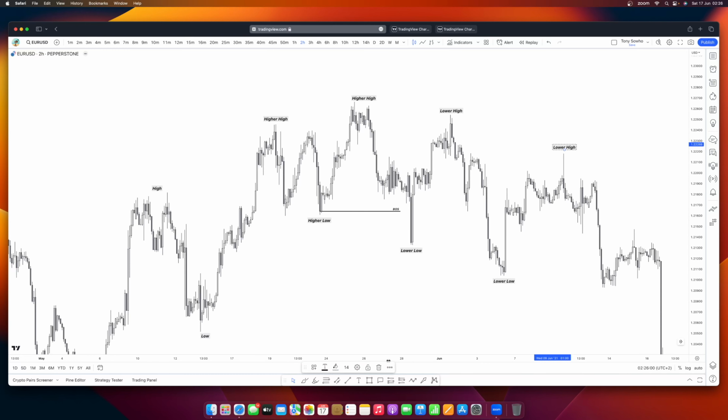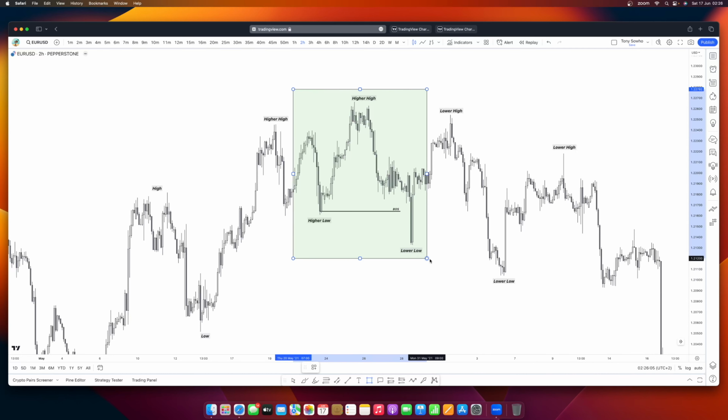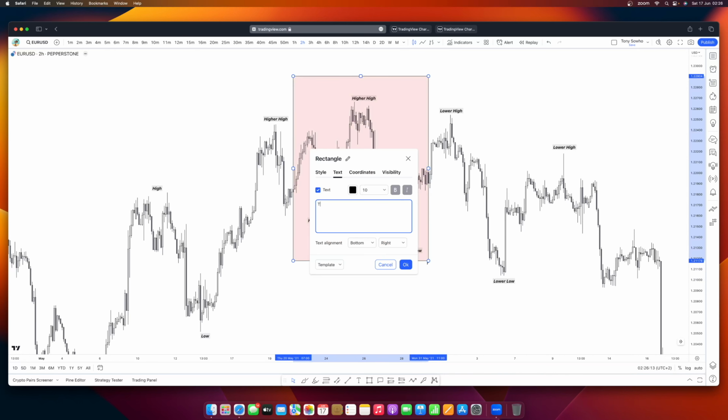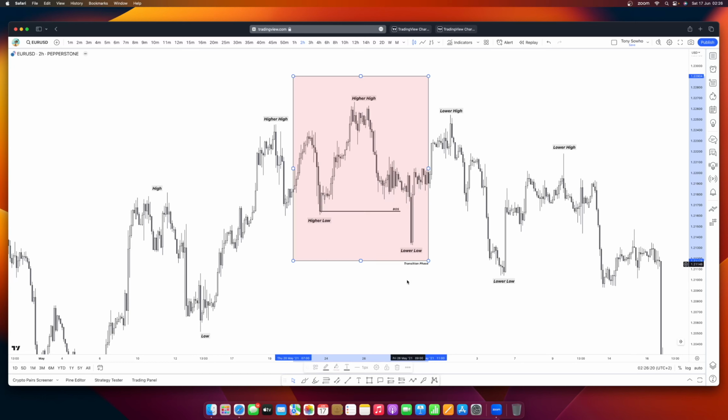This now is what we're going to call the transition phase. So this area here is the transition phase in price. We can change this to red, and I just put this as transition phase. Definitely. So this is a transition phase. There we go.